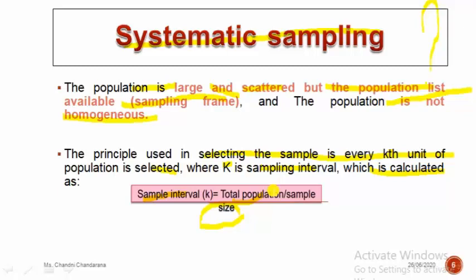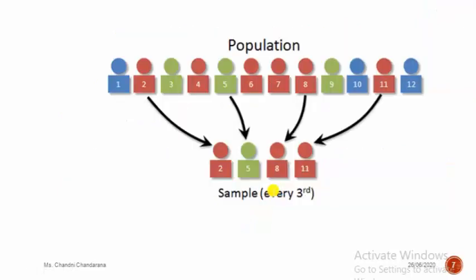This technique will be clear by the example we will see. You can see here this is the population, and this is the sample, 1 to 12. So how can we select the sample? For example, here a sample is selected at every third interval. This is known as the sampling interval.